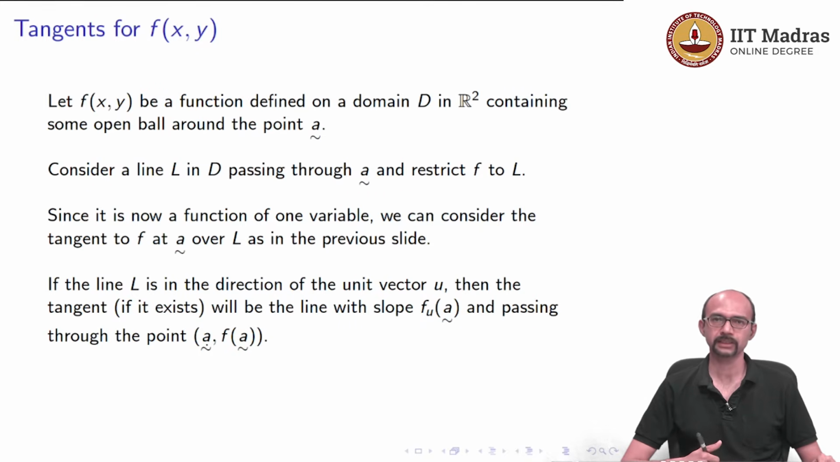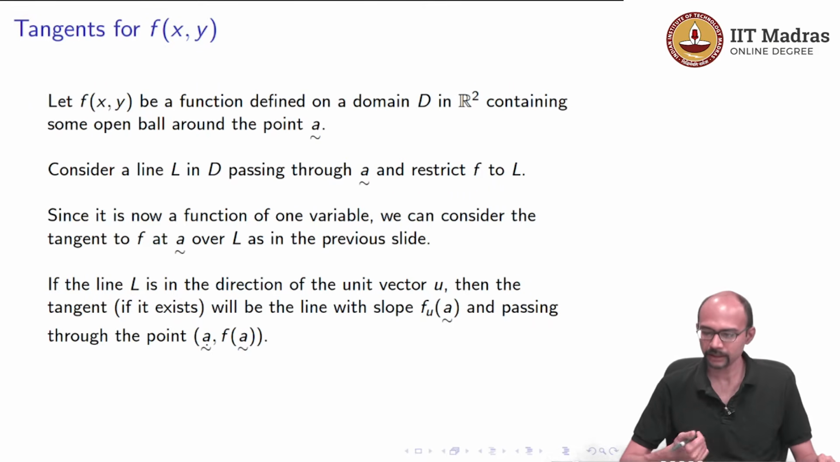Okay, so let us understand this statement better. We know from one variable calculus, as we just observed, that the equation of the tangent is given by the derivative at that point. So, once we know the derivative at that point in one variable calculus, we can compute the equation of the tangent line.